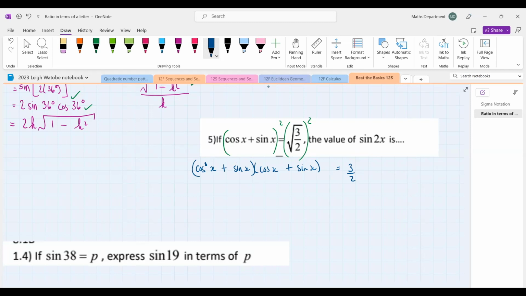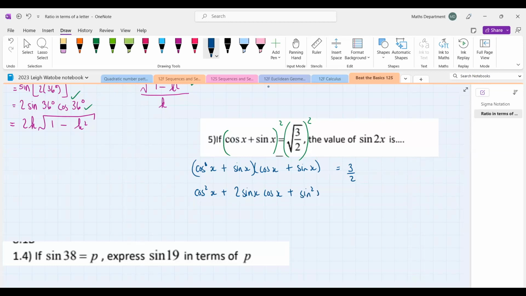That's it. Okay, so 100% you're on the right track. After you foiled, you would have ended up with cos squared x plus sin x cos x plus sin x cos x. You would have got your 2 sin x cos x like so.